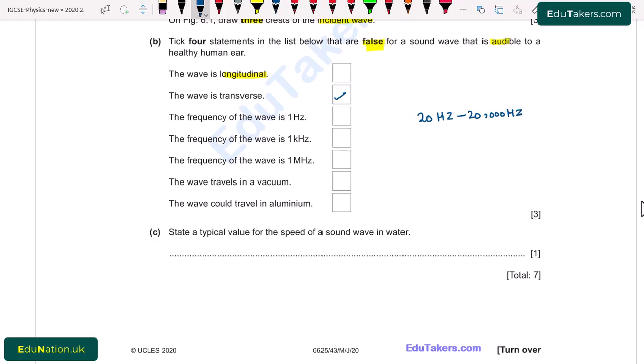So here they are talking about 1 Hz. It is not audible by the healthy human ear. That's why it is also a false statement, and I am going to tick this one.